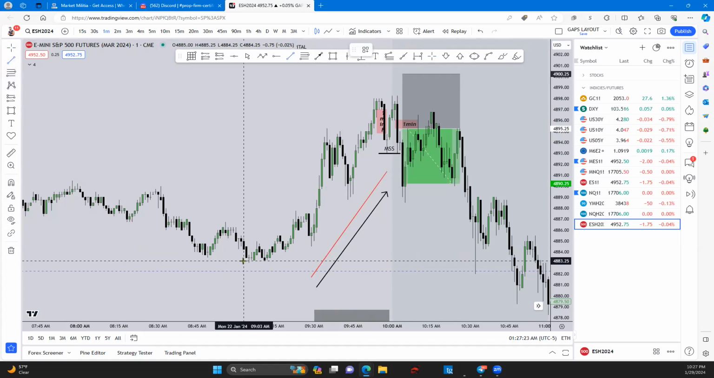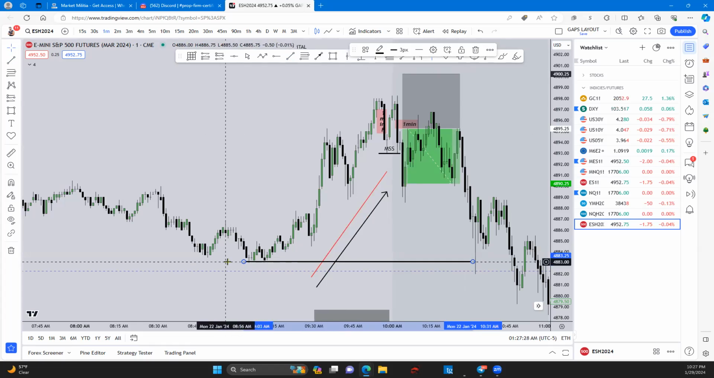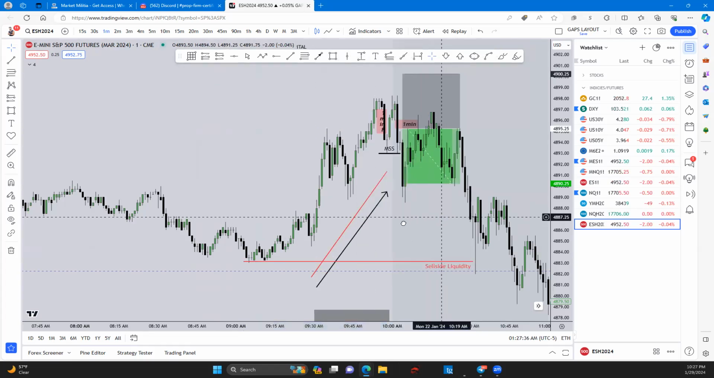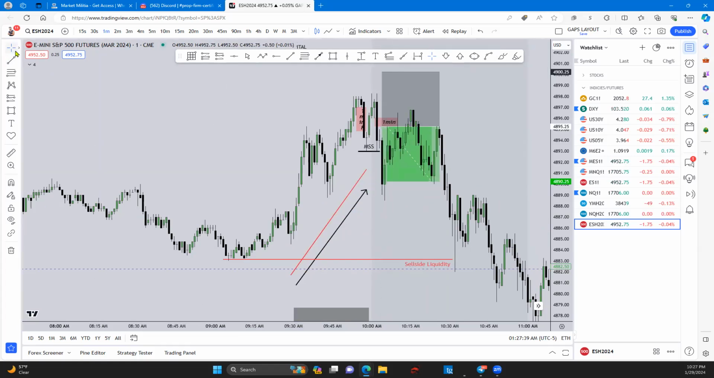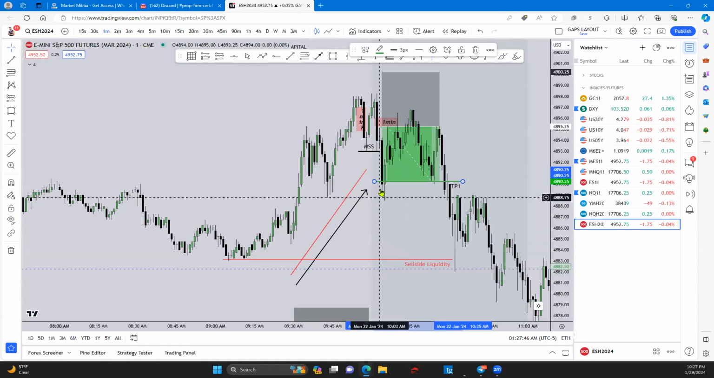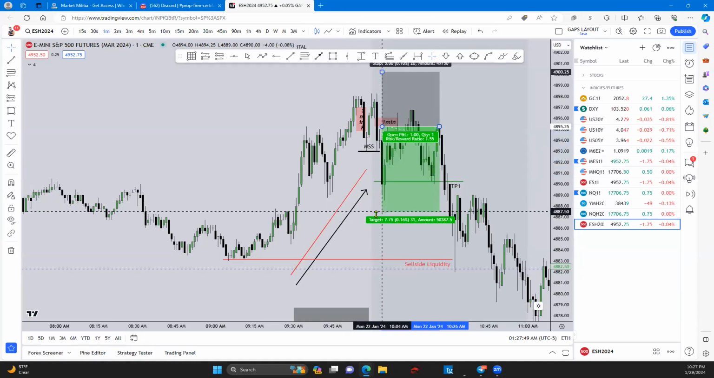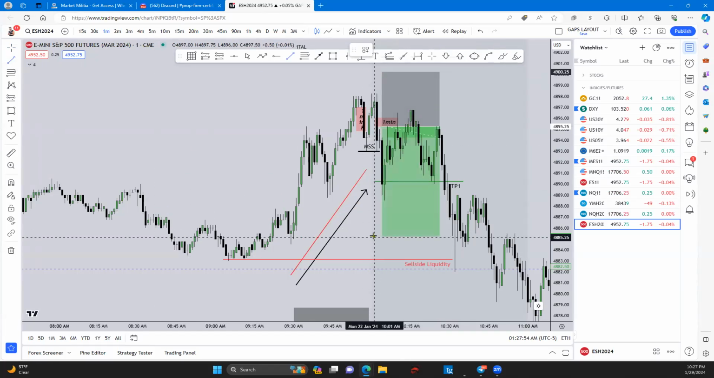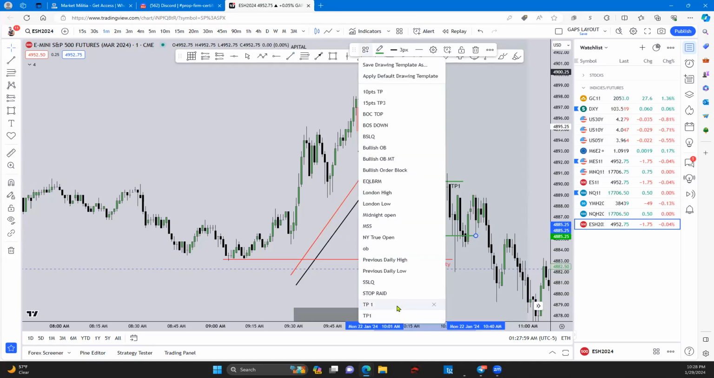Now, we can target this low here as our sell side. We have equal lows resting below here. All of this liquidity from the buyers, right? So this is our sell side liquidity. So this can be our first take profit there. Okay. Take profit 1. And then targeting 10 there. Take profit 2.